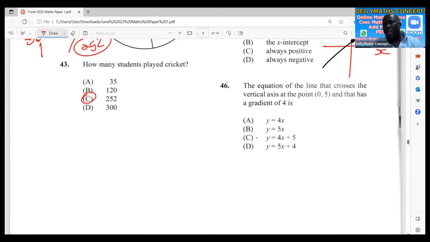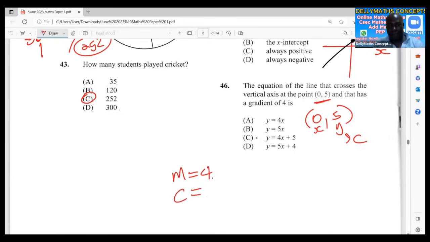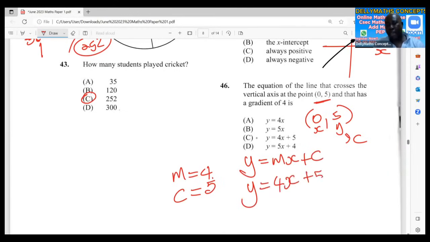The equation of the line that crosses the vertical axis at the point 0, 5 and has a gradient of 4 is what? The moment I have a coordinate with the X being 0, it means that the Y value is my C value, which we call our Y-intercept. If I have a gradient which is 4 and a C value which is 5, the equation of a straight line is y equals mx plus c, which means that y is equal to m, which is 4, x, and a positive 5. C is my answer.